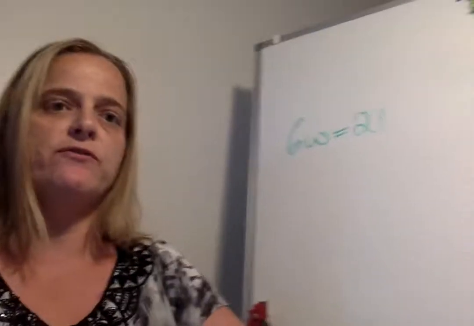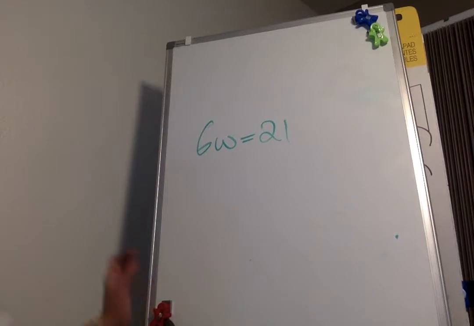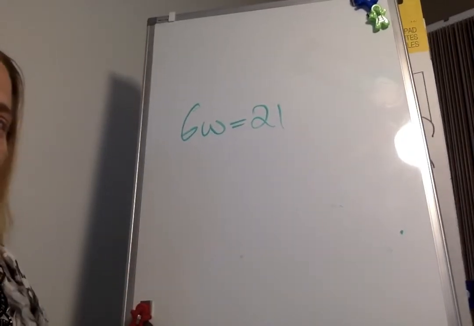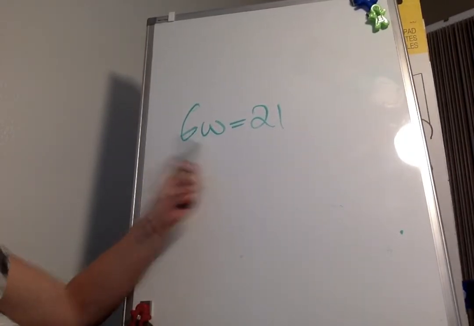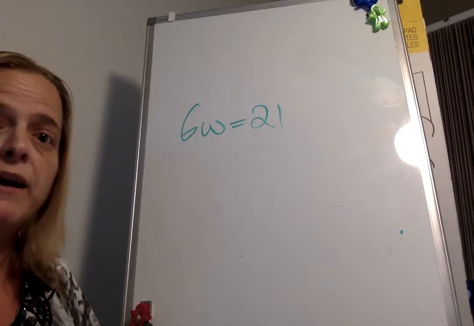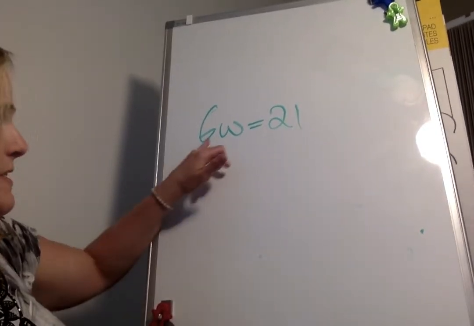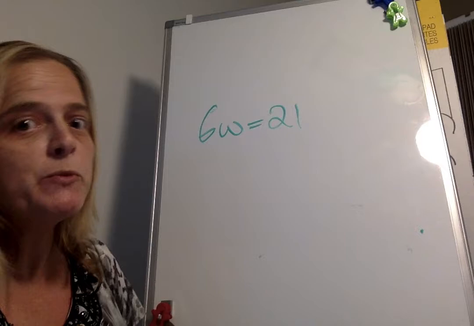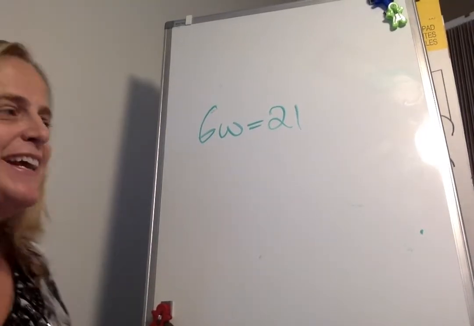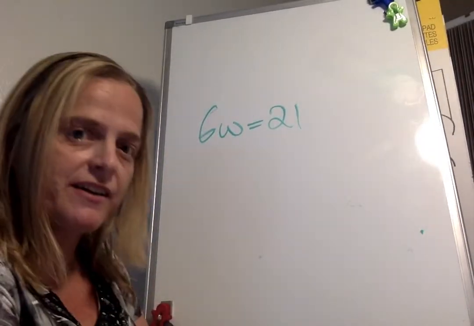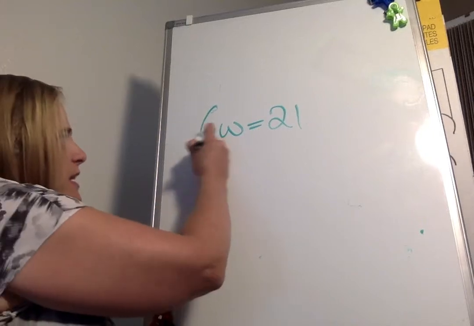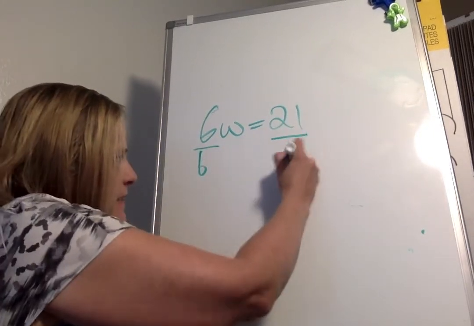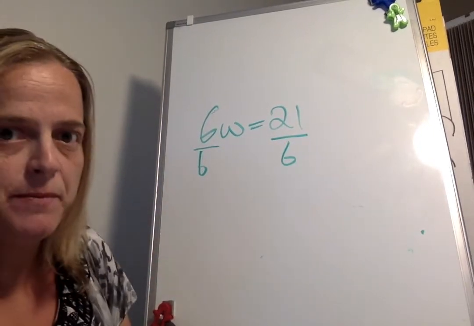So here we go. Let's go with the first one. We have 6w equals 21. We want to get w by itself. We need to get the variable by itself. When a number is up against a variable, they're kissing. No, they're multiplying. So therefore, the inverse of multiplication is division. If we divide one side by 6, we have to divide the other side by 6.